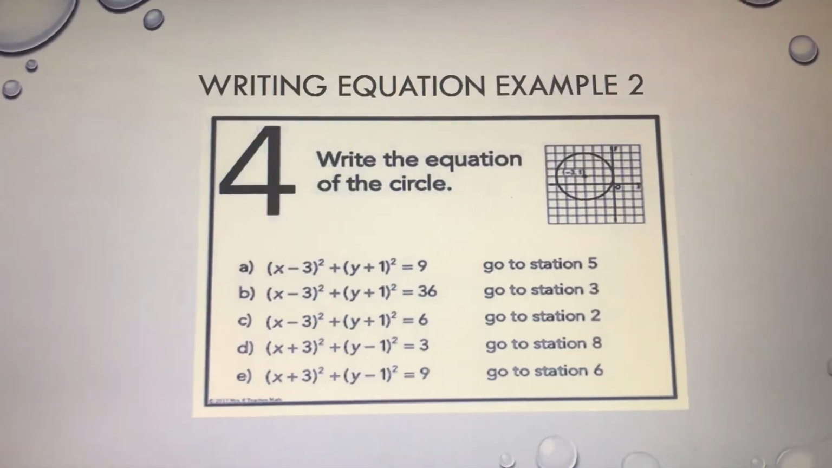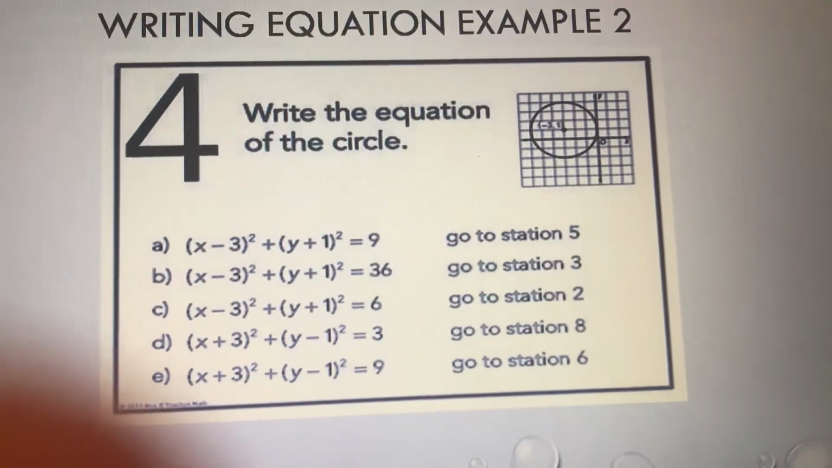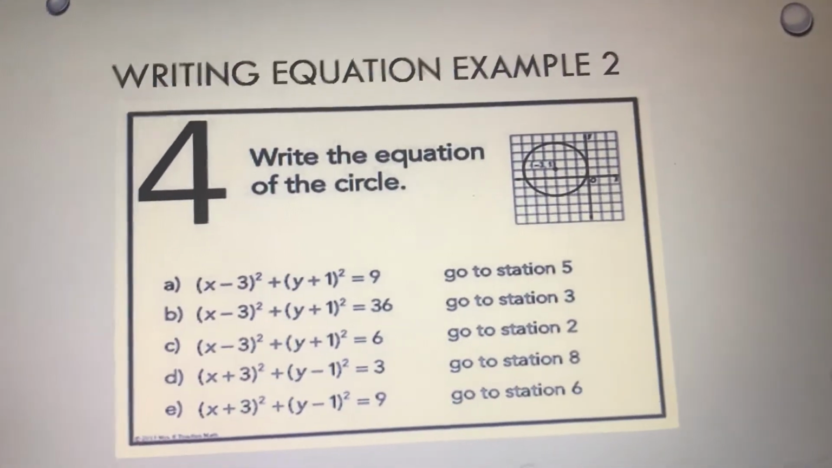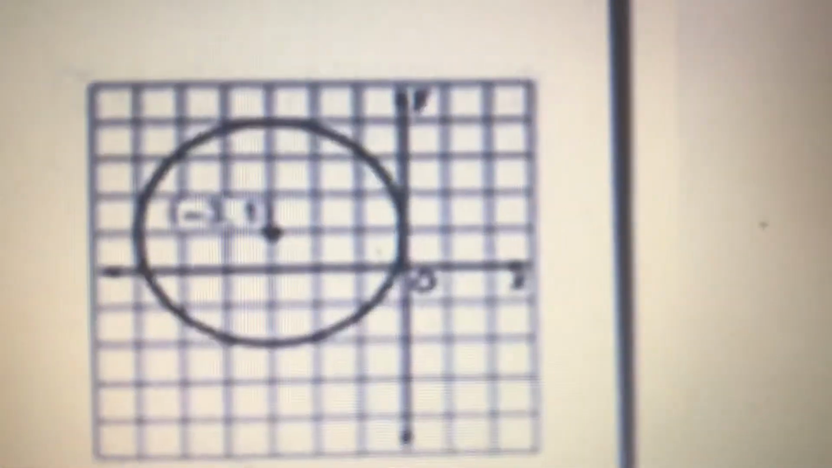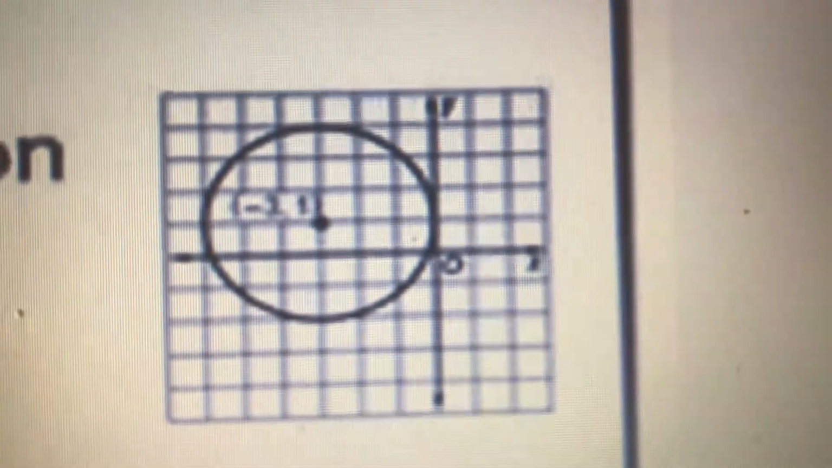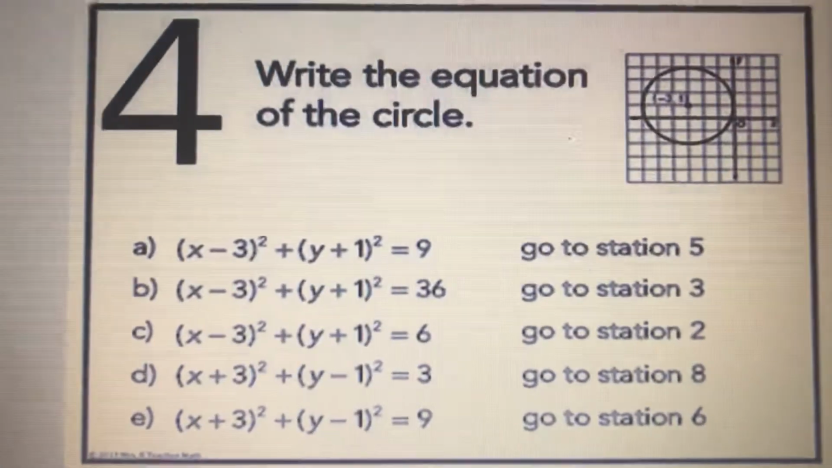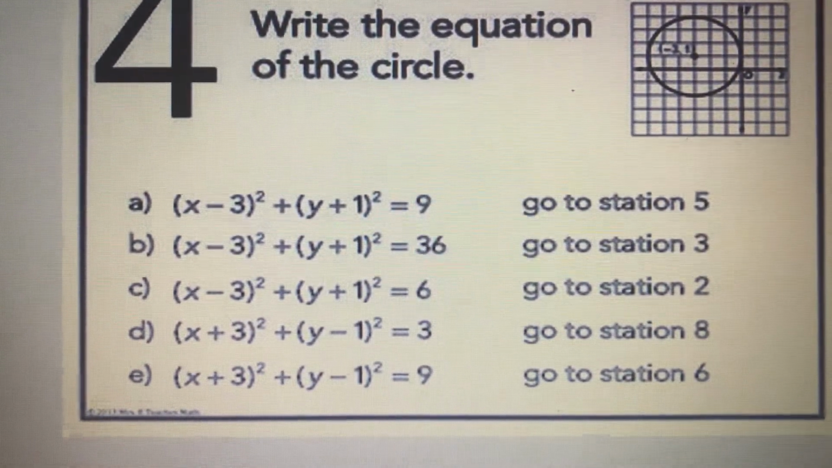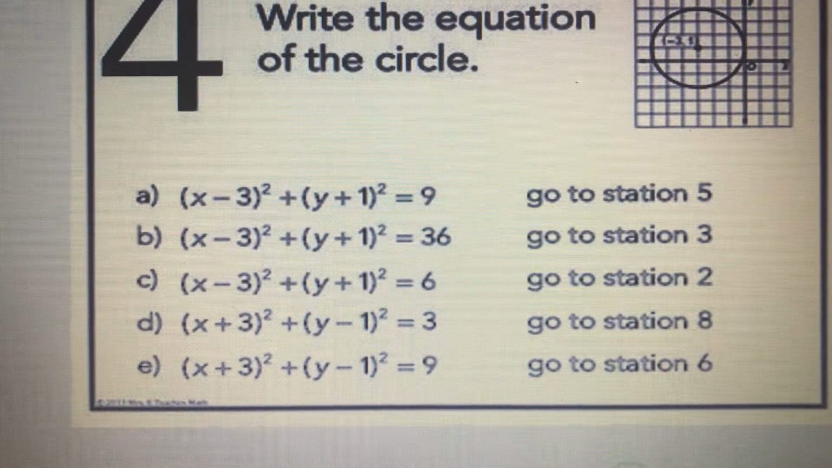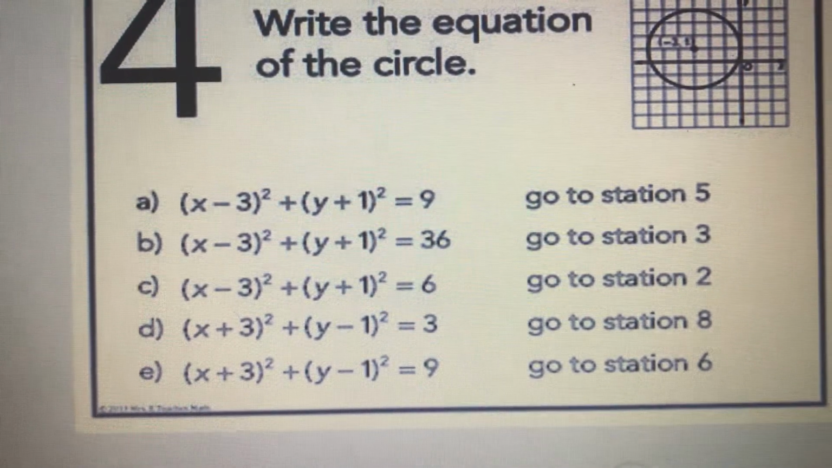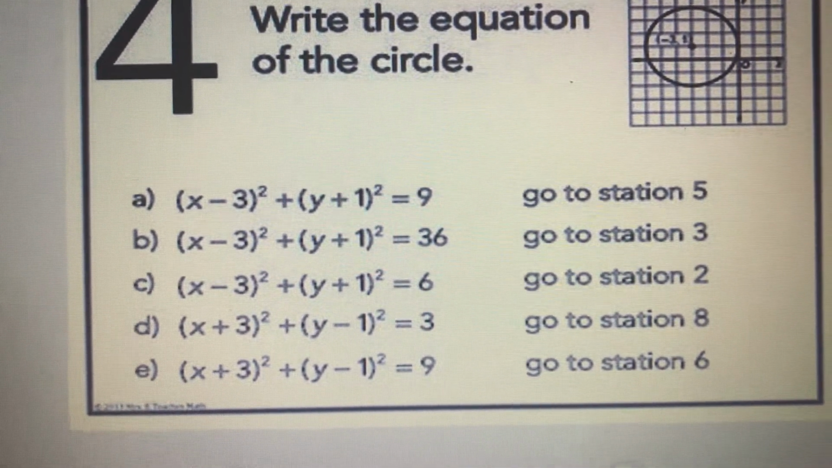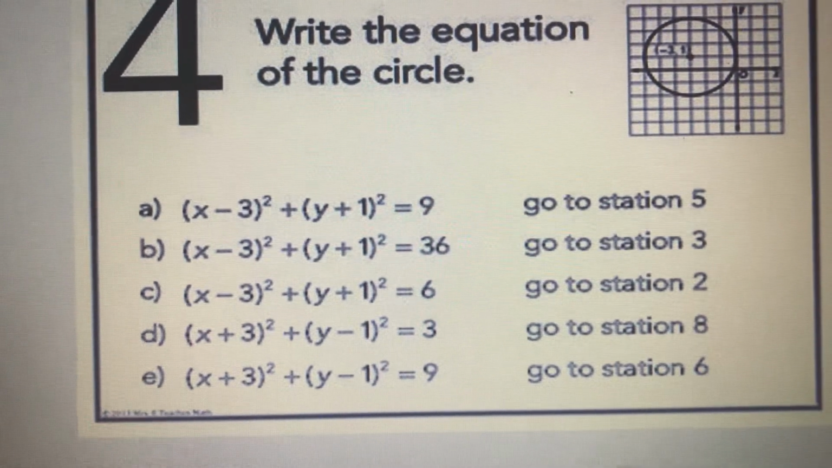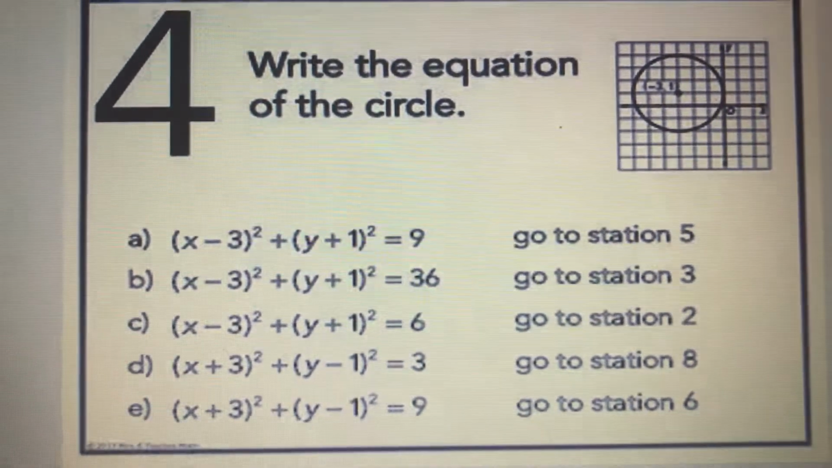Another way that you can write the equation of circles is if they give you the actual circle. Let's look at this one. It's kind of small, but they're giving us the center. It looks like it's (-3, 1). So we know now that the center is (-3, 1). Now, how to find the radius if they don't give it to you? You go from the center and you count each line going outward to the outside line of the circle. If we start at the center and go to the right, we have 1, 2, 3. So the radius is 3.